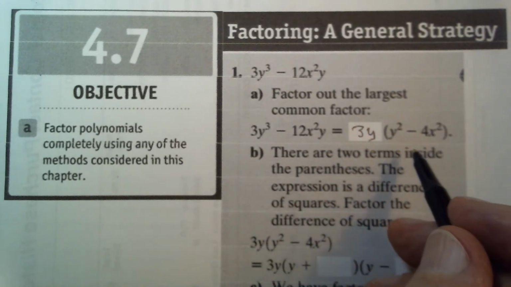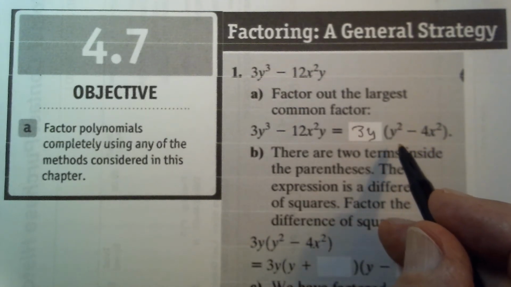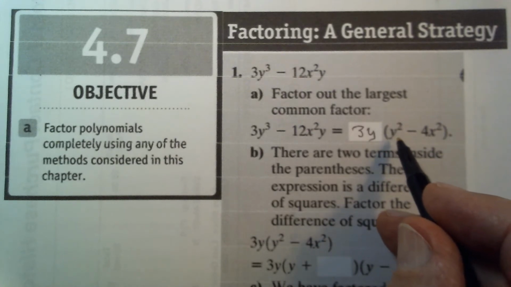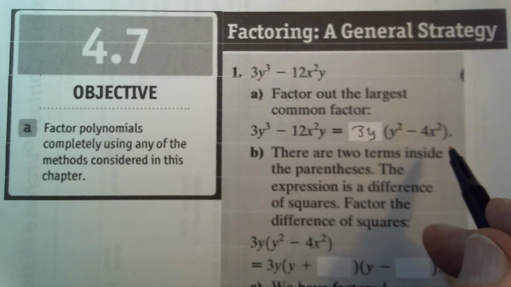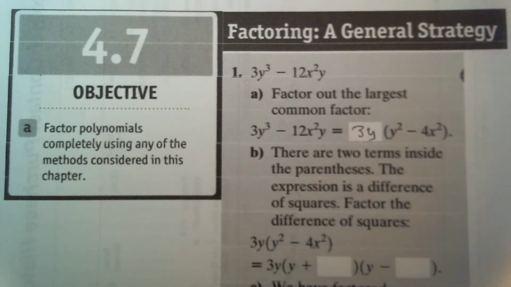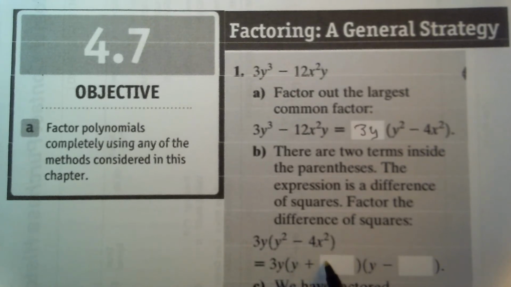And then we have y to the second minus 4x squared, and we recognize that as a difference of two squares. Y to the second, that's pretty obvious. And when we write 4x squared as 2x in parentheses squared, then we can factor this as 3y times y plus 2x times y minus 2x. So we've factored this expression completely.